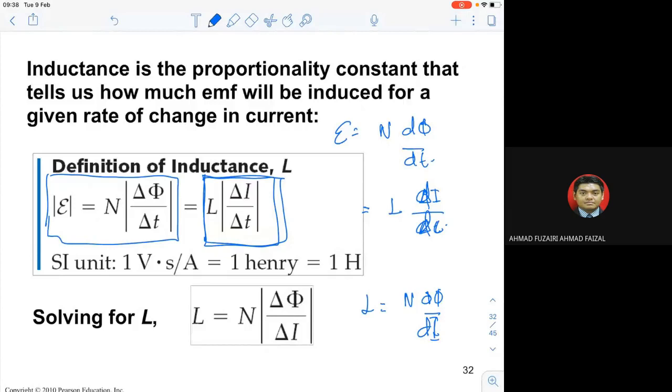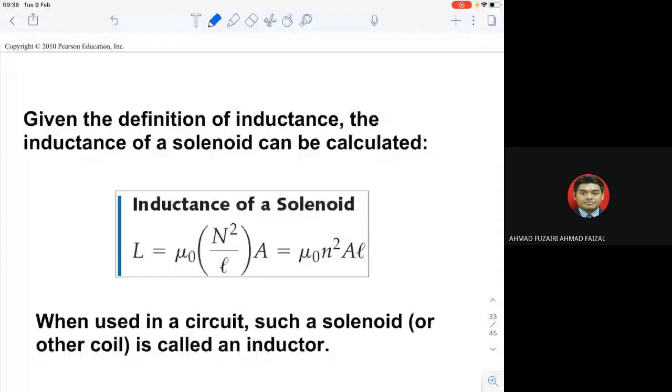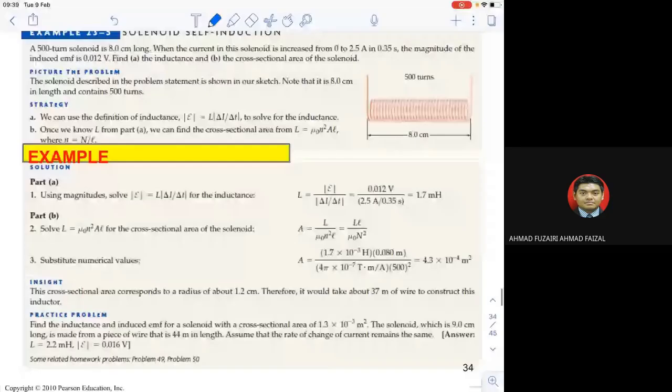Okay, given the definitions of inductance, the inductance of a solenoid can be calculated using this. L equals mu naught N squared over l times A. Remember, N is the number of loops, l is the length of the solenoid, and A is the area of the solenoid, which brings us to this part.